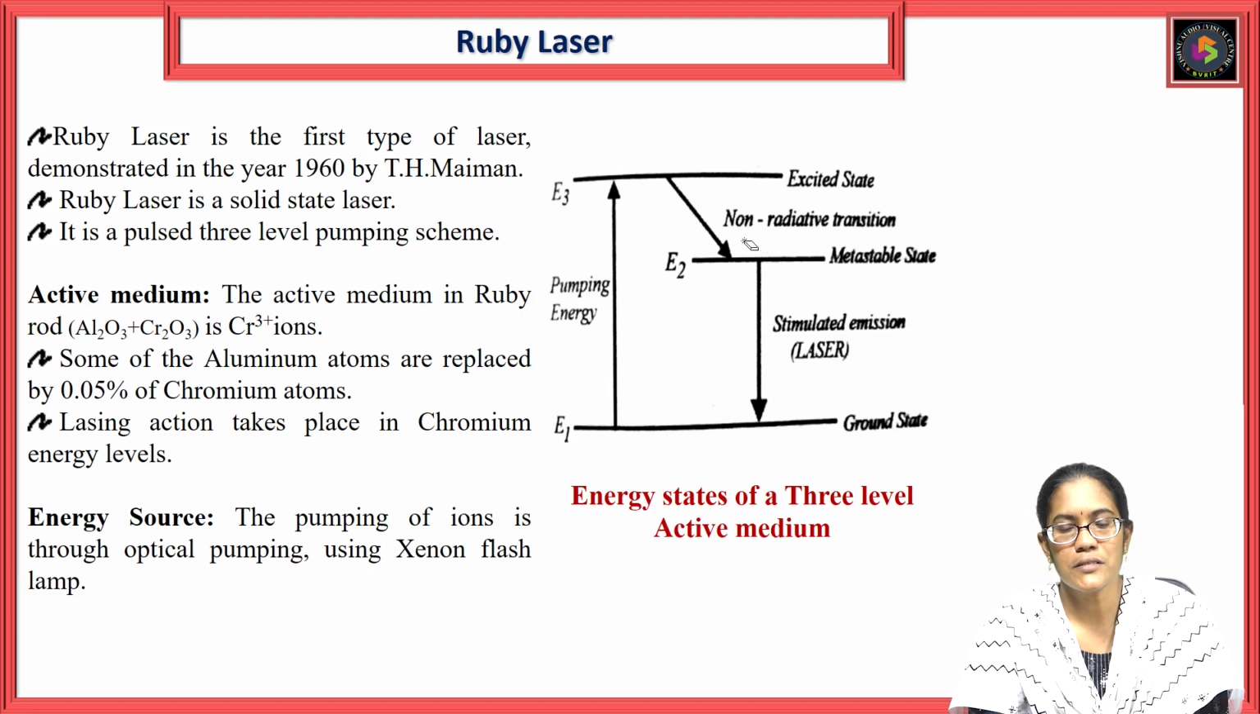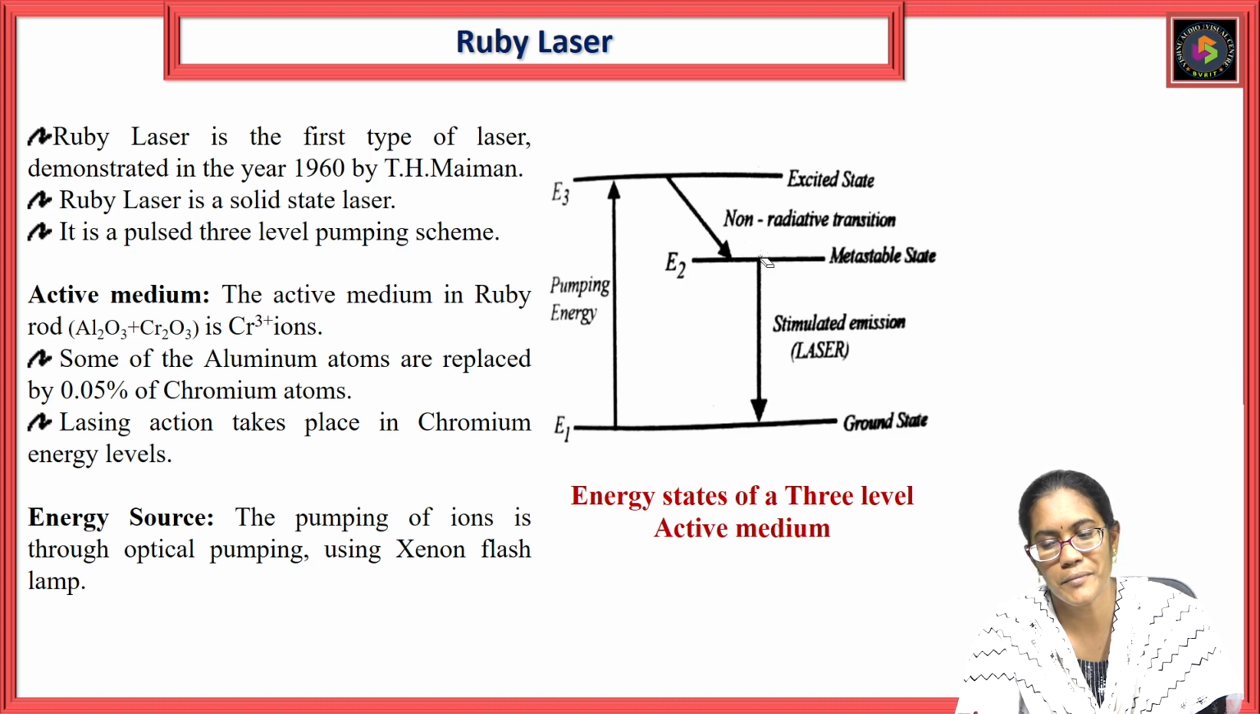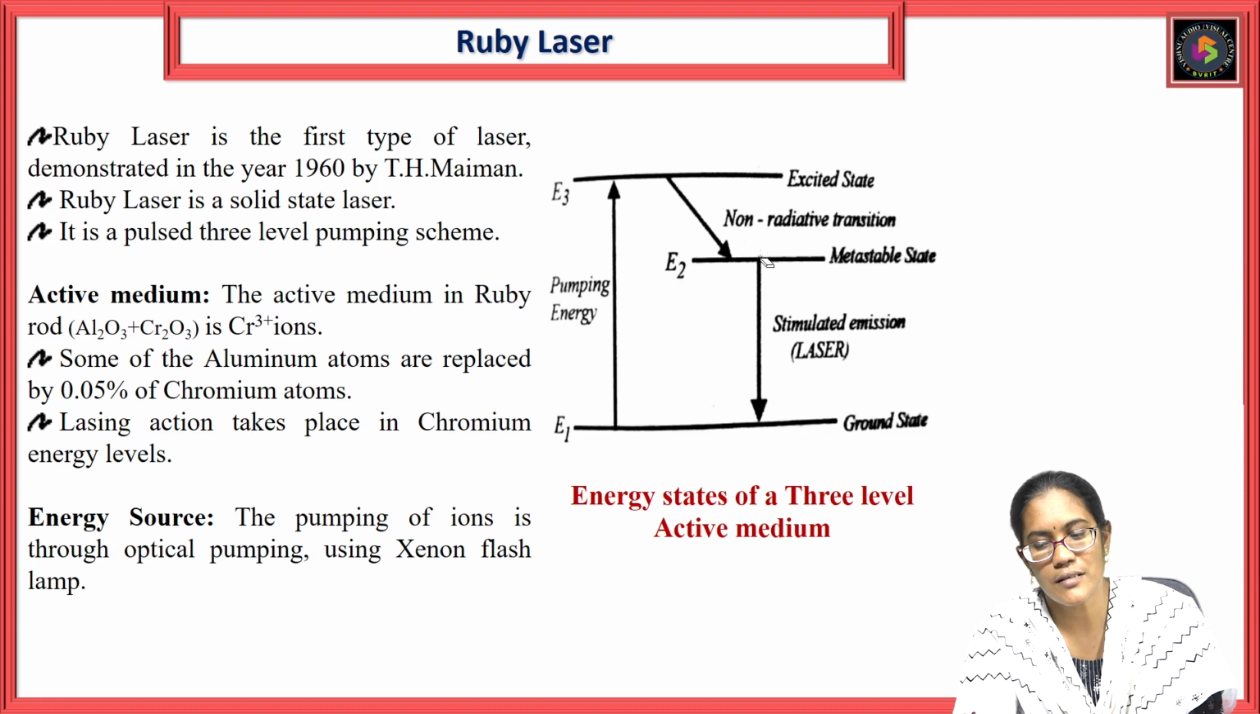If the emitted energy is in the form of phonons, or heat, that transition is called a non-radiative transition. In the case of the Ruby laser, so much heat is generated, so here the transition is non-radiative. In the metastable state, the atoms can stay for more time than in the excited state. The metastable state lifetime is 10 power minus 3 seconds.